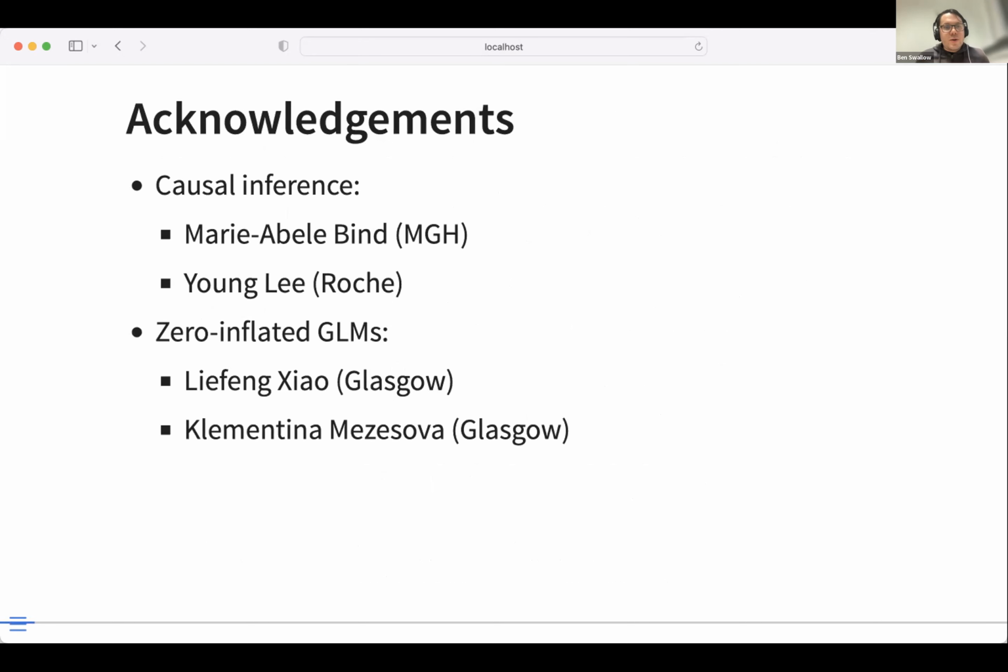To start off with some acknowledgements, this has been collaborative work with Maribel Bind at the Massachusetts General Hospital in Boston, and Young Lee, who was one of Maribel's former postdocs at Harvard but now works in industry. The zero-inflated part of the talk has been in collaboration with two research associates at the University of Glasgow.